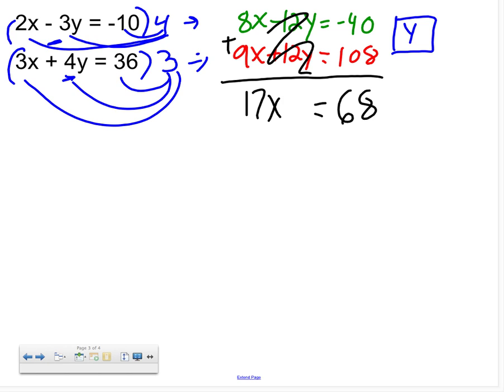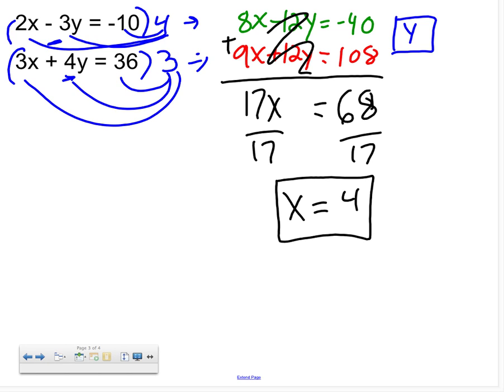Then, now that I'm down to a single equation, I can go ahead and divide both sides by 17. And I get x equals 4. But, as I said before, not done yet, because we need to get that y pair that goes along with this x number here. So the rest of this is the exact same as we did before. You pick an equation, you replace the x with what you solved for, and you get your missing value.